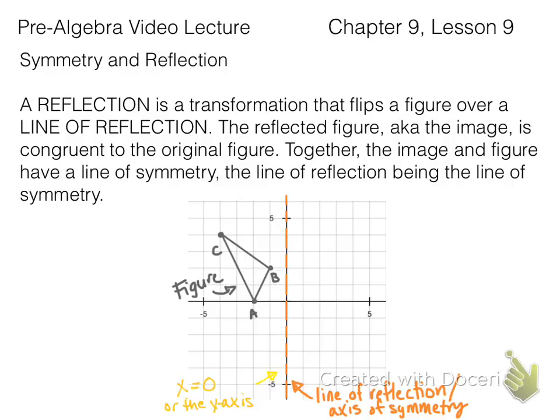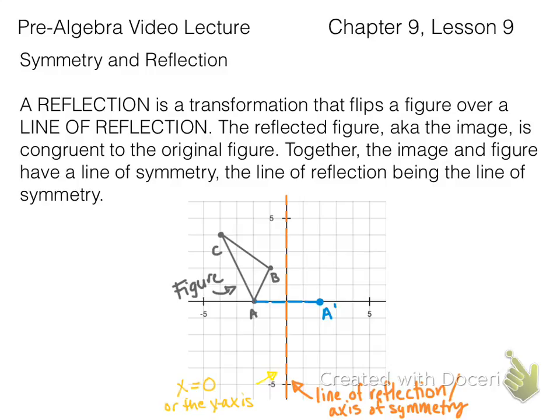So if I go ahead and look at point A, it is 2 units from the line of reflection, which means A prime of the image also needs to be 2 units from the line of reflection. So basically, you're just counting how far points are from the line of reflection and doing the same number of units on the other side of the line of reflection.